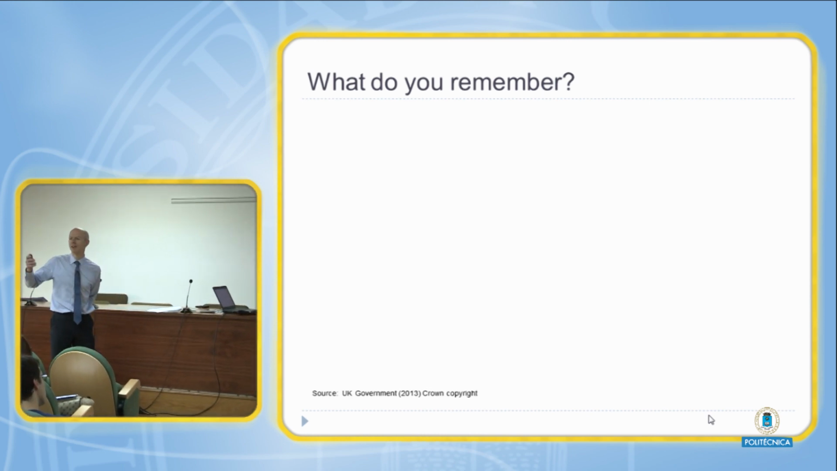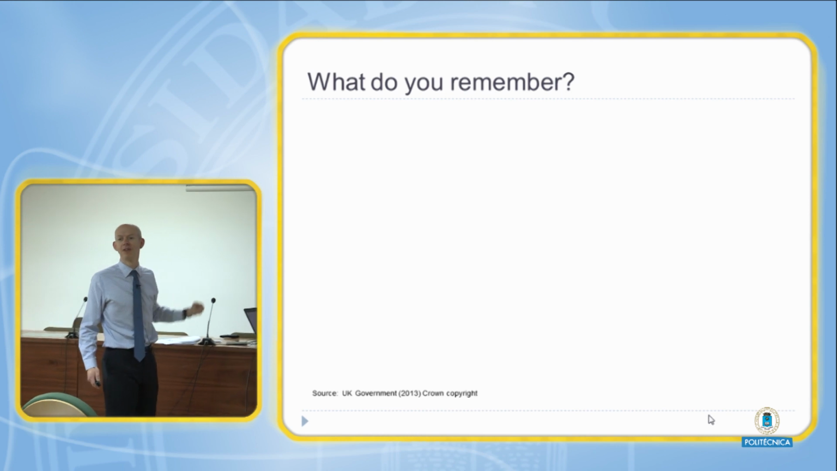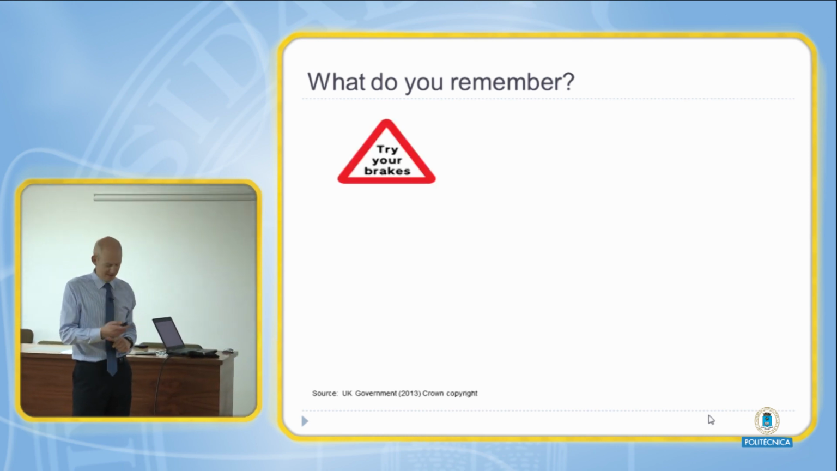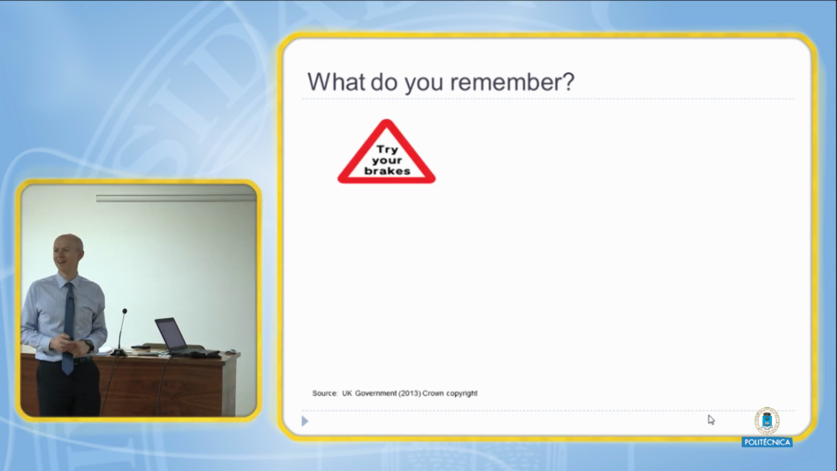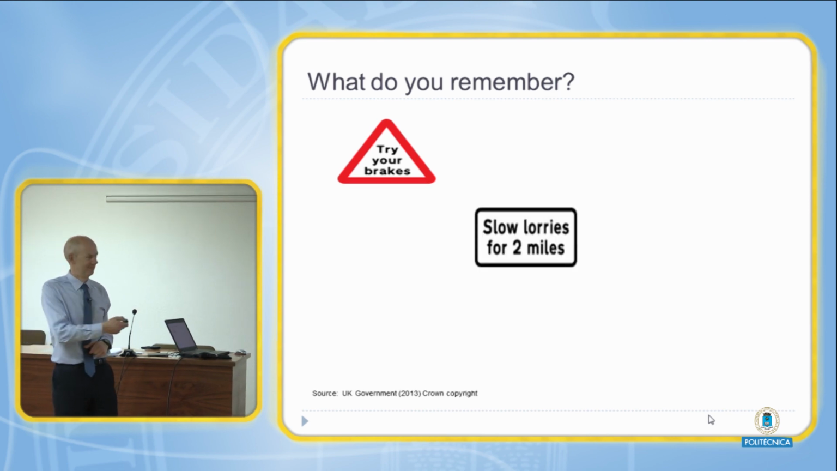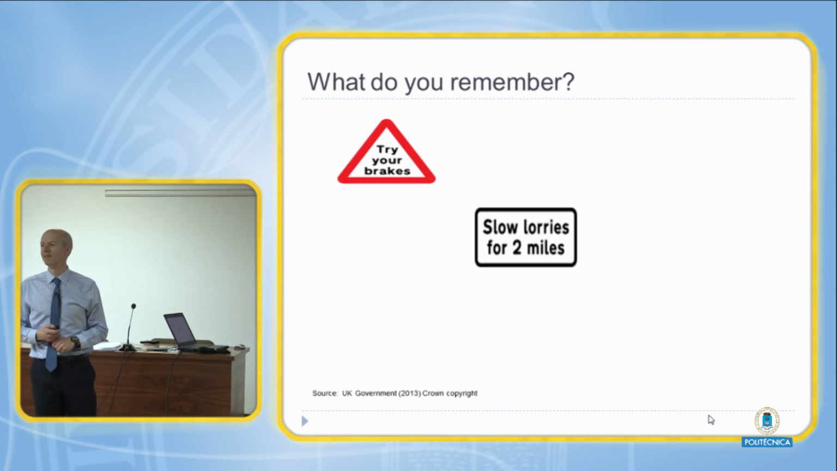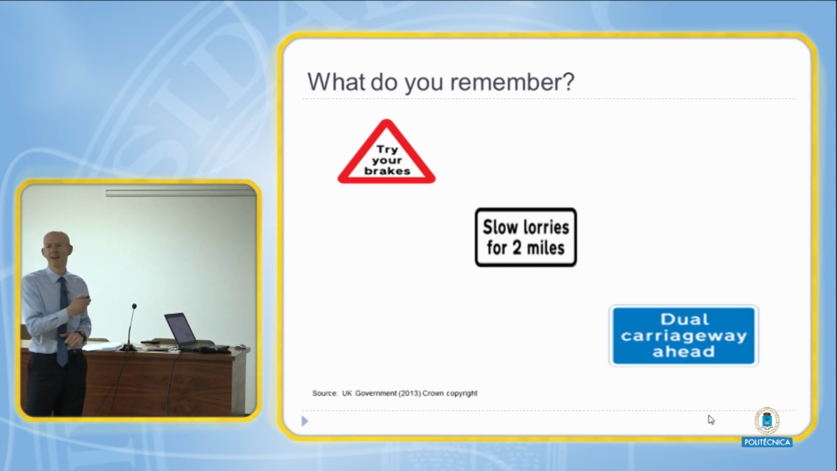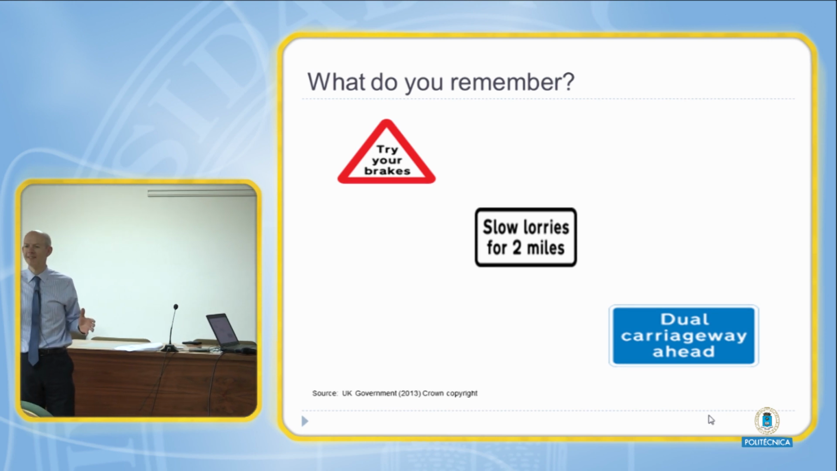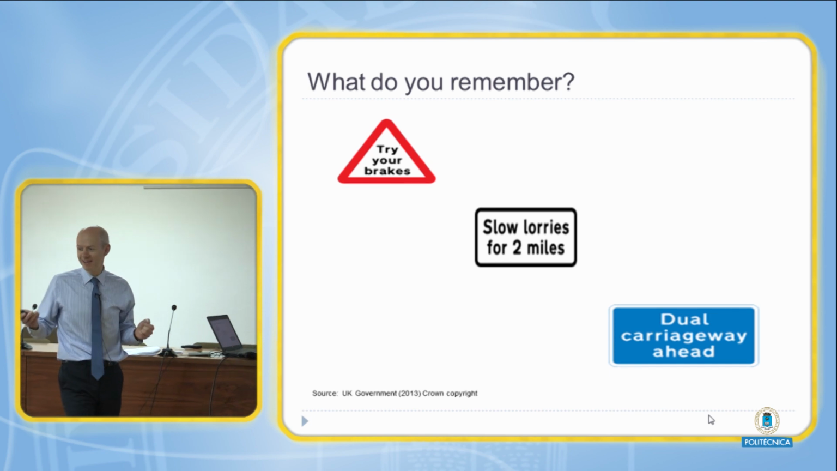So would anybody like to tell us what was the first sign on the top left? Try your brakes. Yes. Okay, and the next one? Slow lorries for 2 miles. And the final one? Dual carriageway. Yep. Okay. So how was that? Easy. Yeah? Easier?